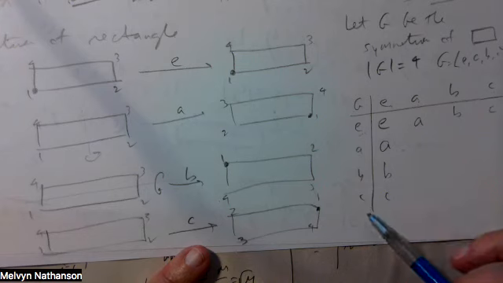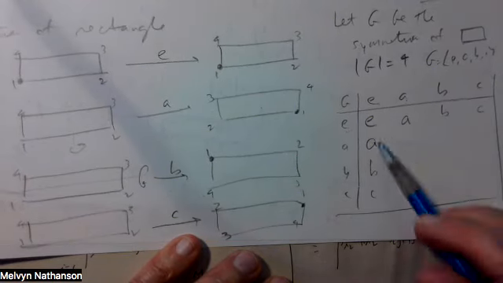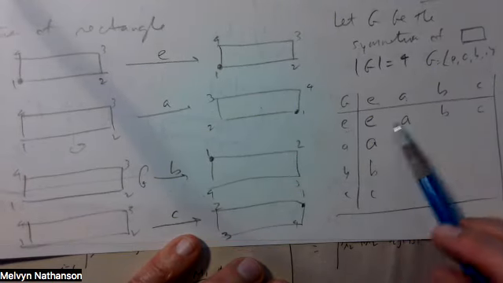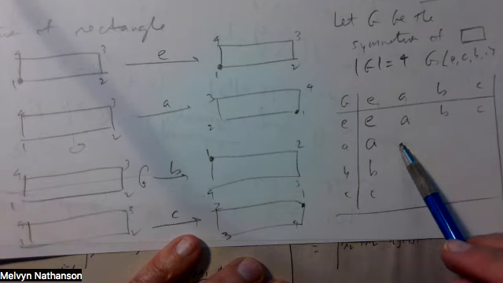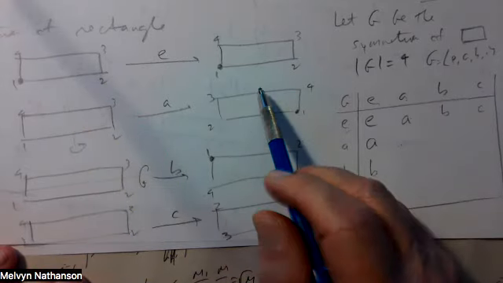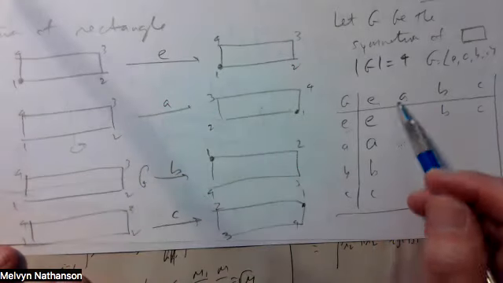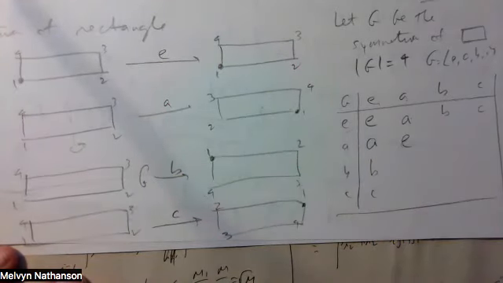So that first row and first column, they're easy to fill in for the multiplication table. But what about the rest? That's more interesting. A times A, that's what goes here. That means do A and then do A again. So A flips the rectangle around a vertical axis. You get this. If you flip it again, you're back where you started. So A times A is the identity.